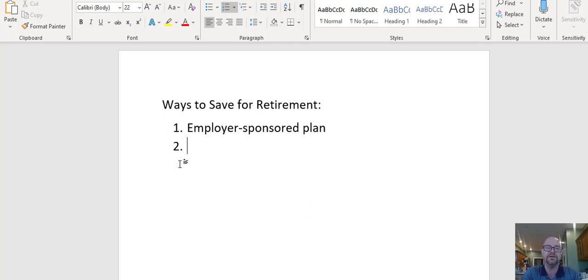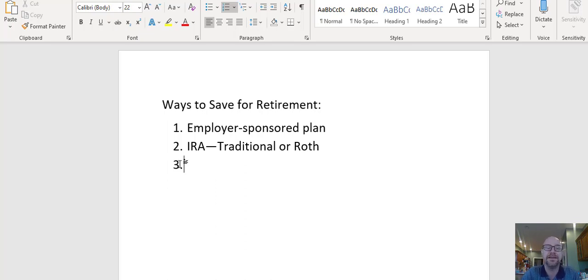Maybe you don't have an employer sponsored plan. Well, that's fine. Then you can use an individual retirement account. And we'll talk about that in this chapter. We have two types. We have a traditional IRA, or we have what's called a Roth IRA. And the difference is they both have tax advantages. It's in the timing of the tax advantage. Do you get that today, or do you get it when you retire? It's the only difference.